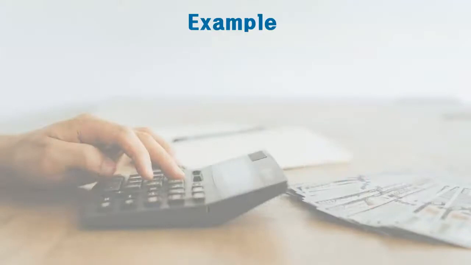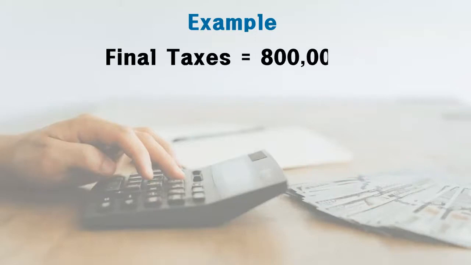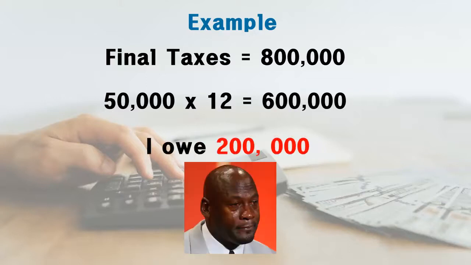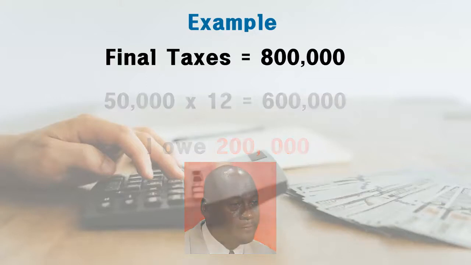Let's say, for example, after all these calculations, my final taxes to be paid for the 2020 tax year amount to 800,000 won. Each month of 2020, my employer took out 50,000 won from my salary for taxes. This amounts to 600,000 won that I paid in taxes for 2020. This means there's a shortfall of 200,000 won which I owe in taxes.